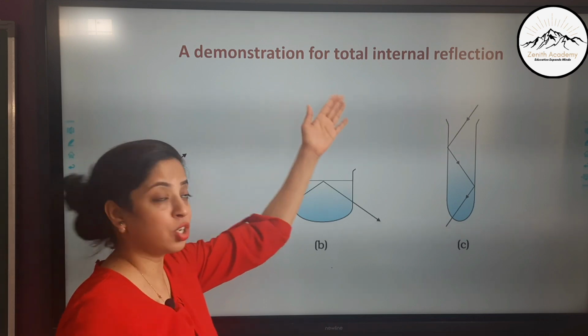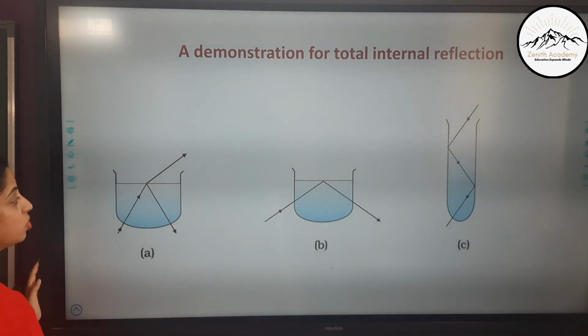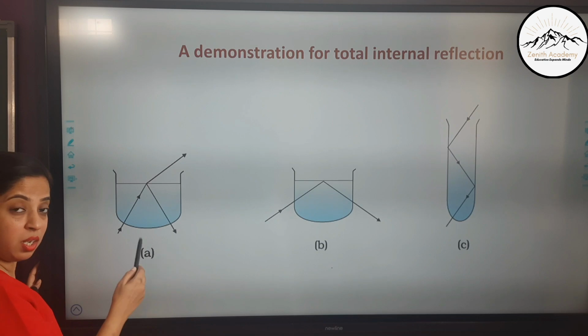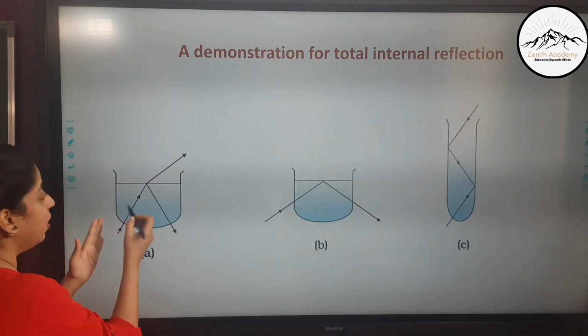Now let us see the demonstration of total internal reflection. Now you take a glass beaker, a glass vessel filled with water.